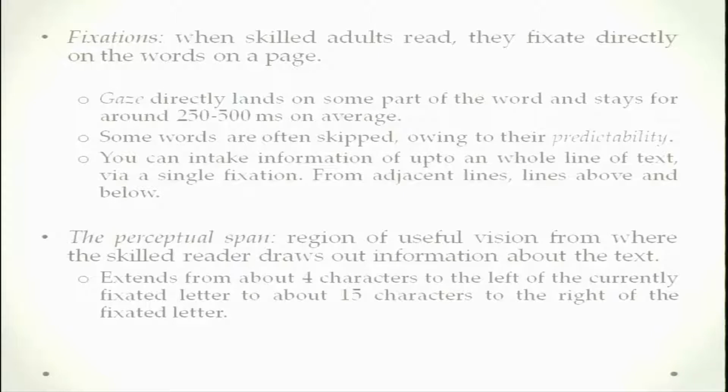Some words are often skipped. Suppose you're reading a highly familiar text, for example the third, fourth or fifth reading of a storybook that you have read many times, like Harry Potter. A lot of times you will know what the next dialogue is, you can already predict it. Because you want to read fast and go through this very quickly, and because these words are predictable, you will skip over them. This is one of the things. So you can take in information from up to a whole line of text via a single fixation. Suppose you are fixating on the second word of a 5-word line.